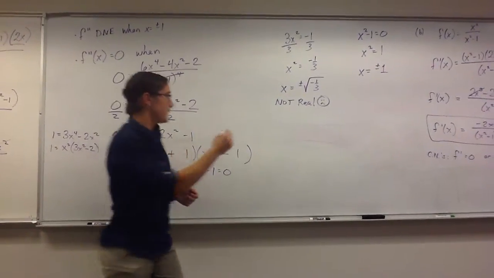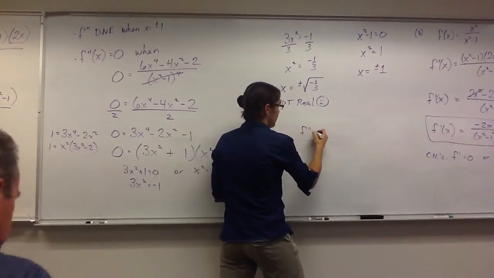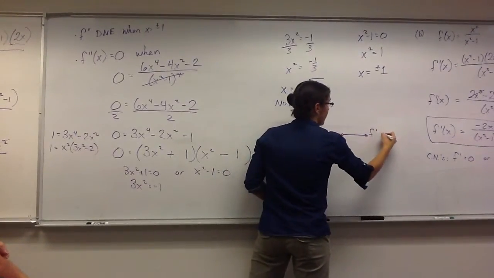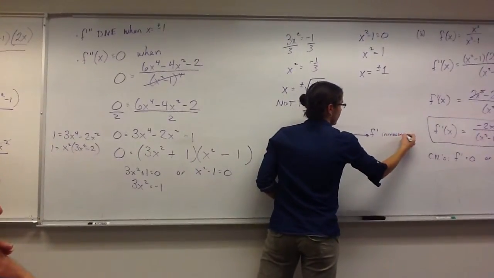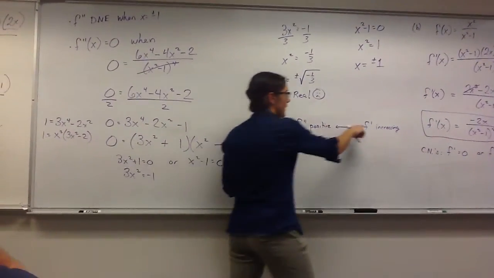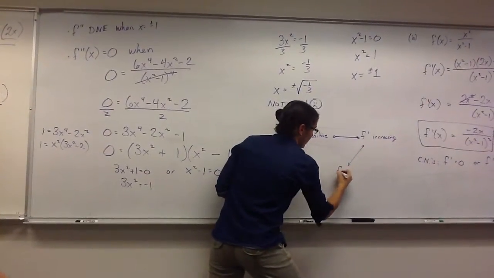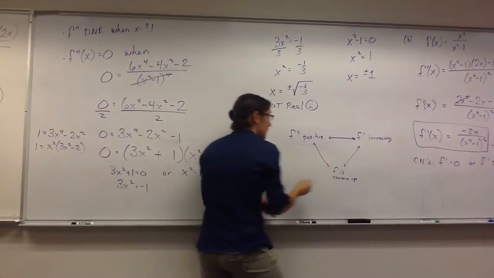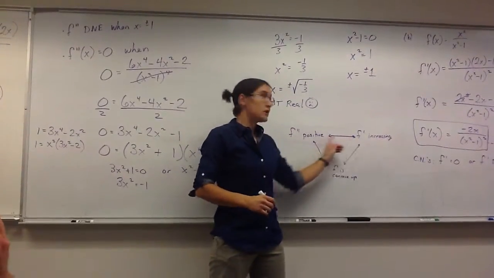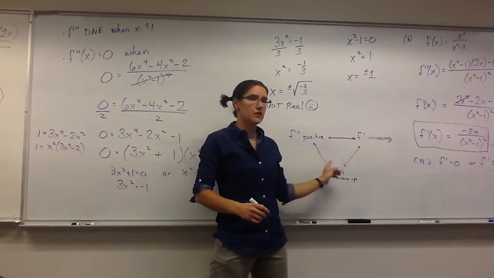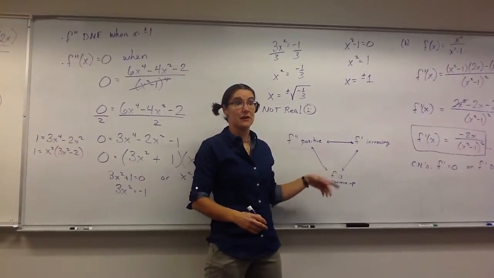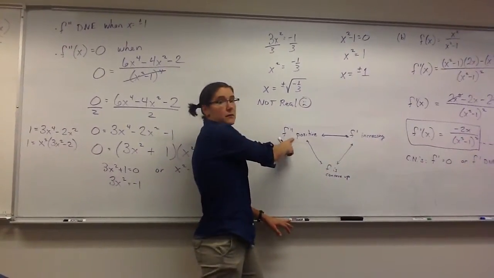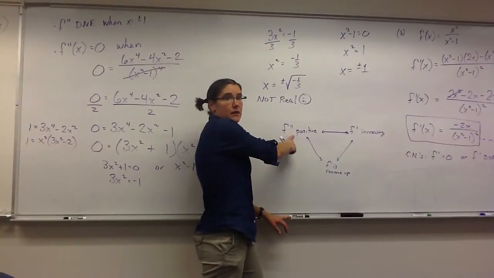So the triangle said when f double prime is positive, then f prime is increasing. And when f prime is increasing, then f is concave up. So there's nothing in this triangle that tells me whether f prime is positive or negative, only whether f prime is going uphill or downhill. So we are actually getting new information by looking at the second derivative.